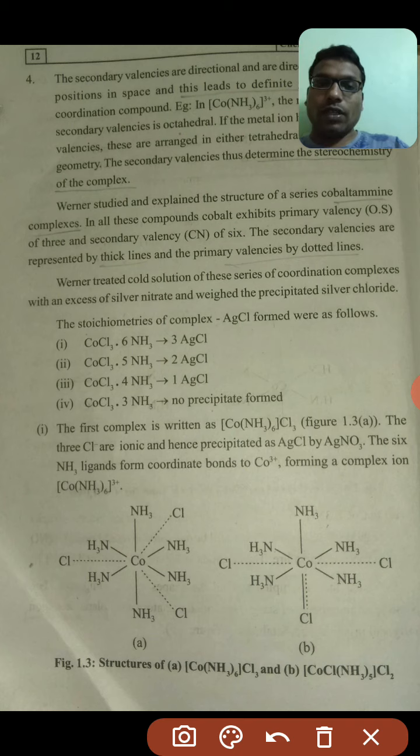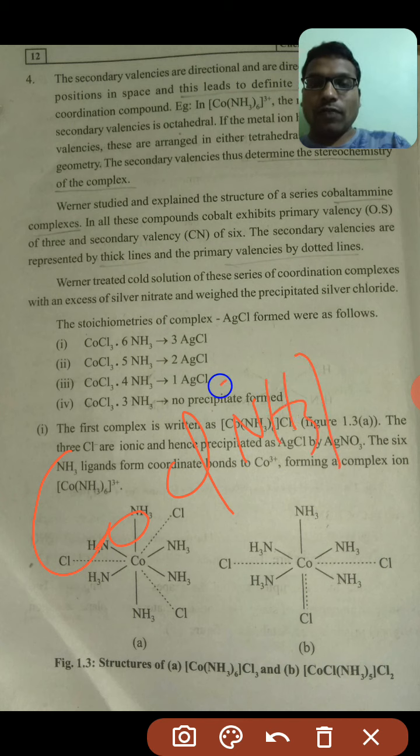Next we'll go for the second one, CoCl3·5NH3. In this we can write the complex like this: Co, then 5NH3, with one Cl inside, so [Co(NH3)5Cl] within the bracket, close the bracket, then Cl2.